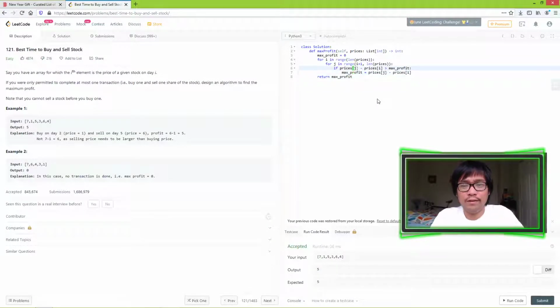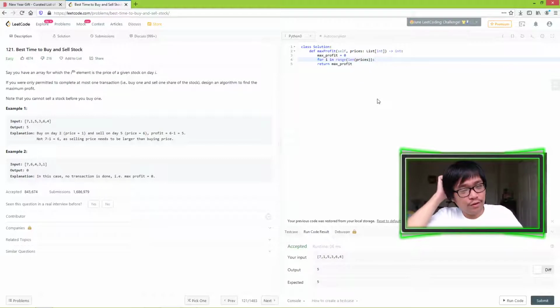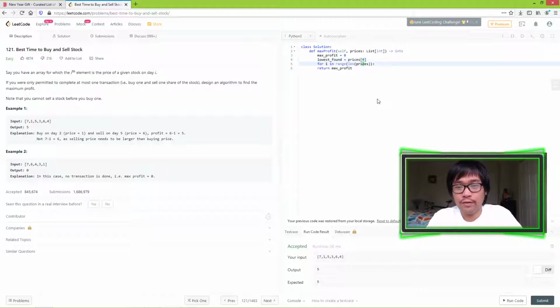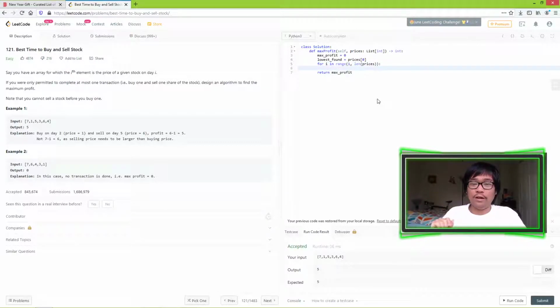Now we're going to do the better solution, so what I'm going to do is remove the first loop, and then I'm just going to check out this thing. I'm going to do the lowest found, I guess. Lowest found is equal to, and then we're going to set it to the first instance, so prices of 0. For i in range, length of prices, we're going to start from the first spot because we are skipping the 0th element, so we're going to start from the first index instead.